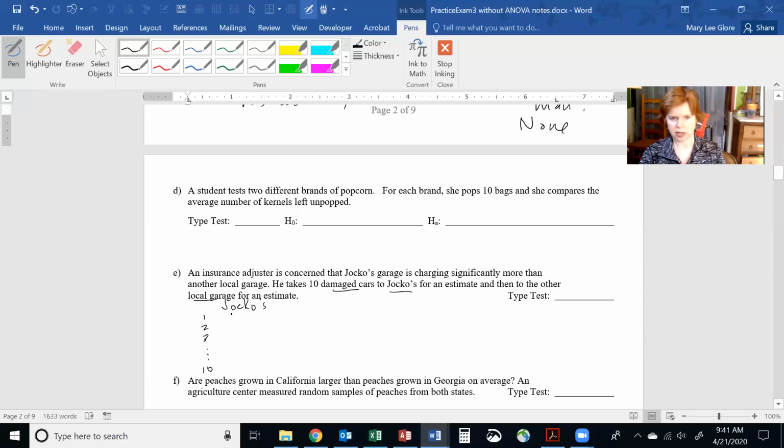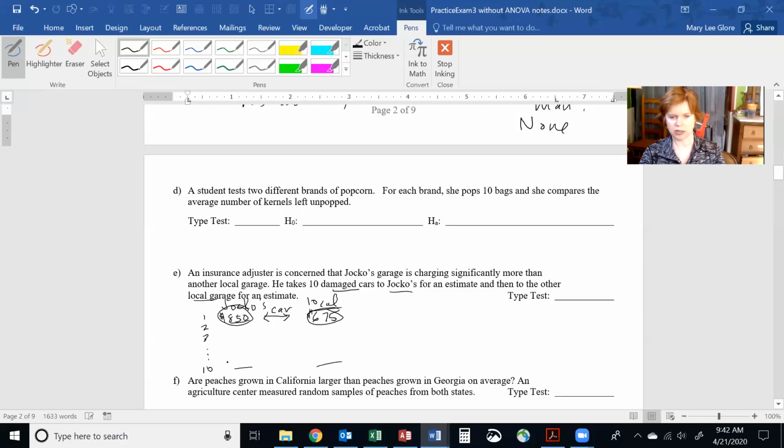And so let's say this one was $850, all right? Well, can I pair that up with the quotes from the local garage? Is this paired? The answer is yes, because this is the same car. So 850 at Jocko's, maybe it was 675 at the local place. So this car and this car are the same car. It's just a quote at a different garage. And the same is going to be true for all 10 cars. I'm going to have a quote for this car and this car.